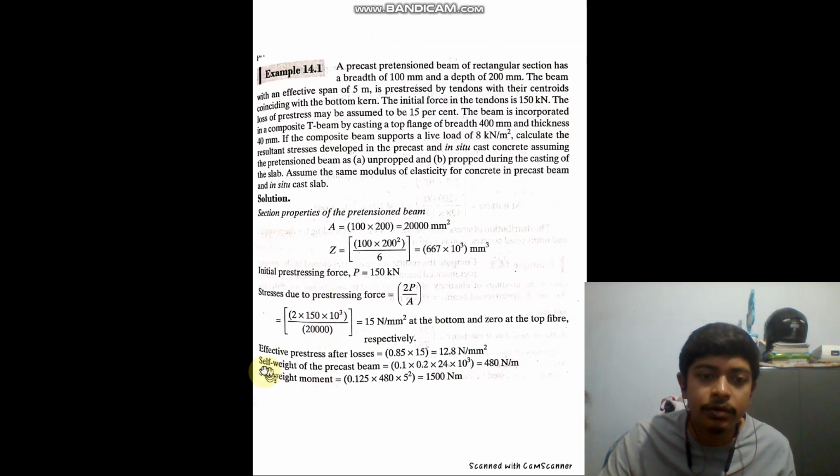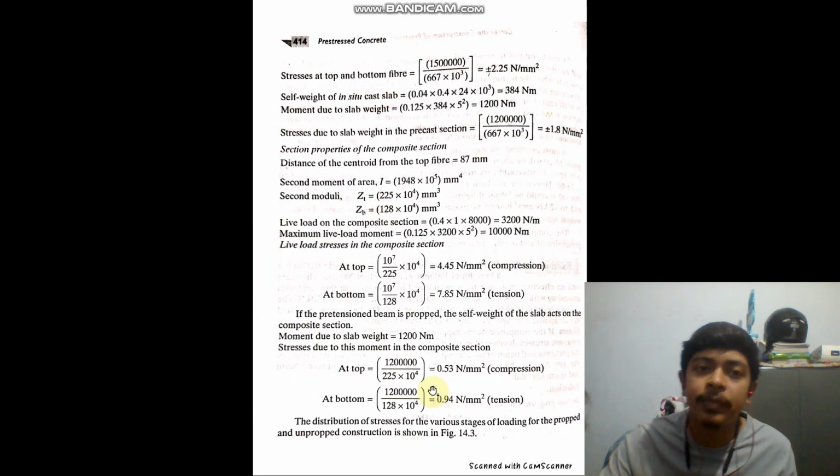Now the self weight of the precast beam: the dimension is there, with depth multiplied with the unit weight. That way you get the self weight of the precast beam. Due to that self weight, you have a moment. How to calculate? Obviously WL square by 8. The span is 5 meter, so WL square by 8, and that gives you the self weight moment.